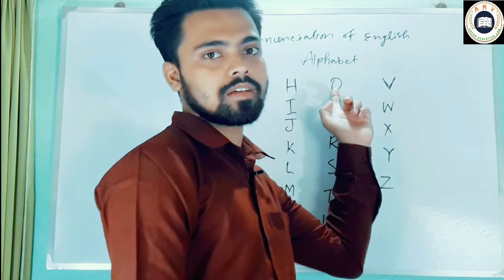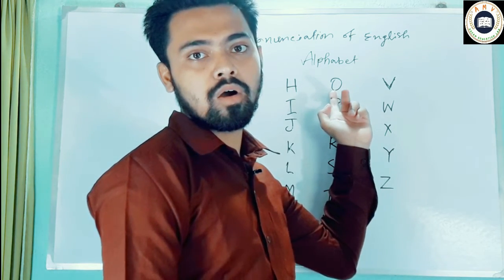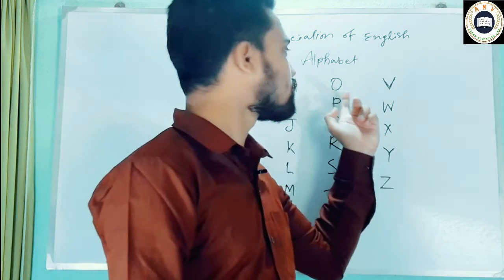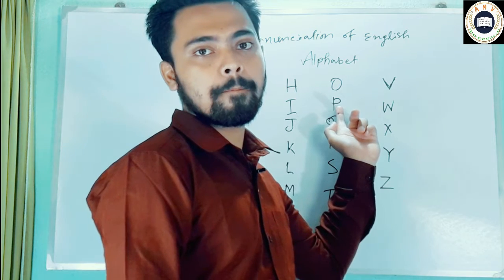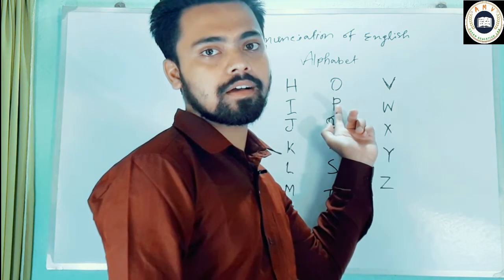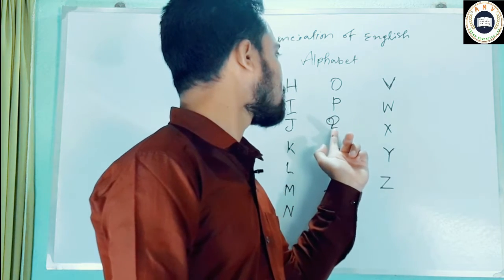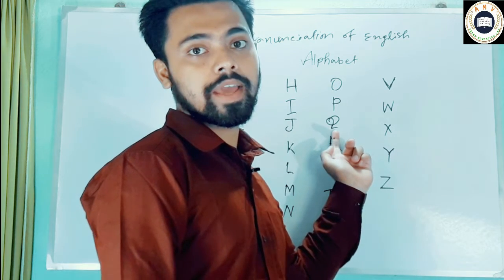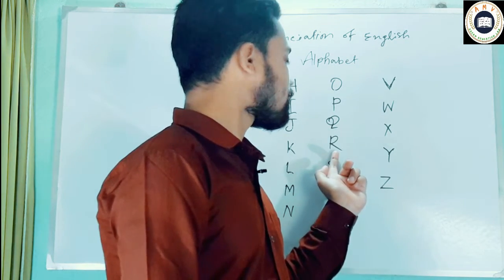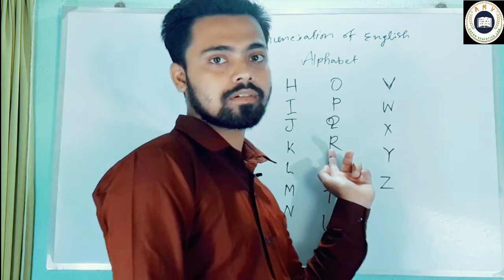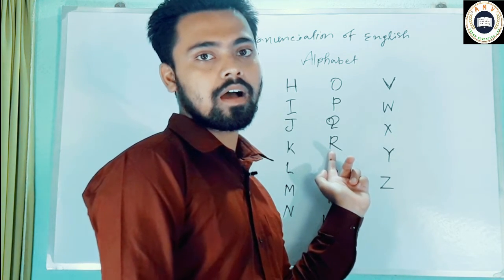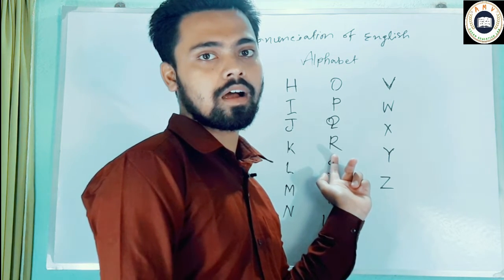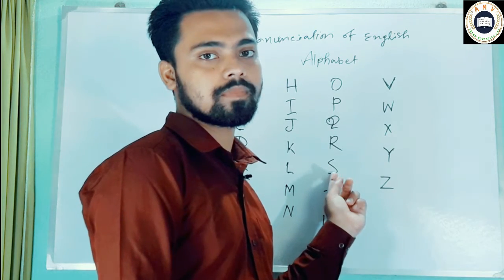This letter, O. Look at my lips, like round. O. This letter, P. This one, Q. This one, R. In British English, the sound like R. This one, S.